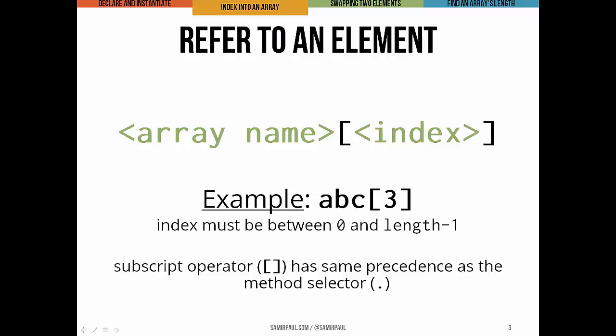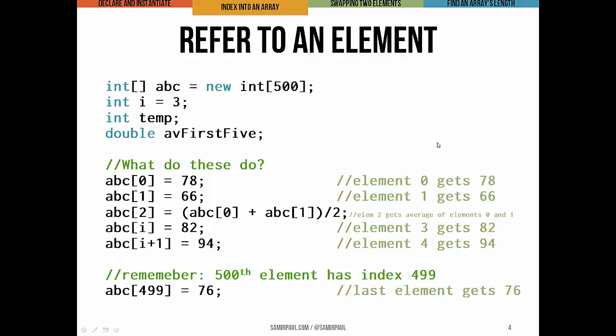If you're wondering, subscripting has the same precedence as method selection. So when we have a class and we call a static method, or when we have an object and we call an instance method, it's the same precedence as referencing an array. So that would happen left to right. Okay, so let's look at this code. We've got an int array being declared of length 500. We're declaring an int called I and initializing it to 3, declaring an int temp and a double average first 5.